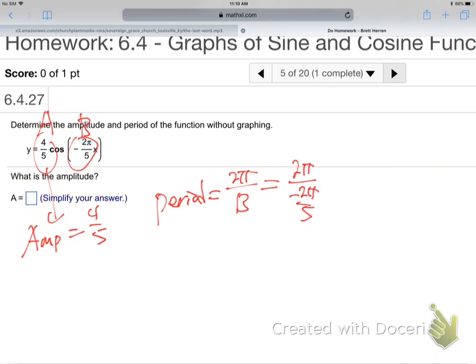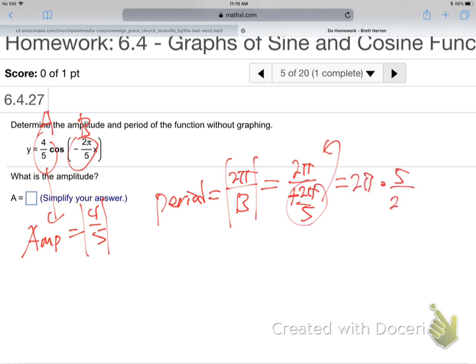Now, I don't think they want negatives on period. I don't exactly remember. I think they just want the positive answer, don't they? Isn't that the odd or even function? Yeah, cosine's even, so we could just ignore that negative. But I think both period and amplitude are absolute value. I'm pretty sure. We'll check the answer in a second, but I'm pretty sure you don't do negatives, because period's just how wide the cycle is. That wouldn't make any sense to do negative.